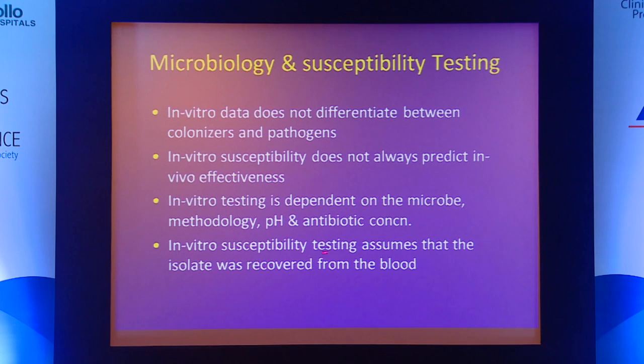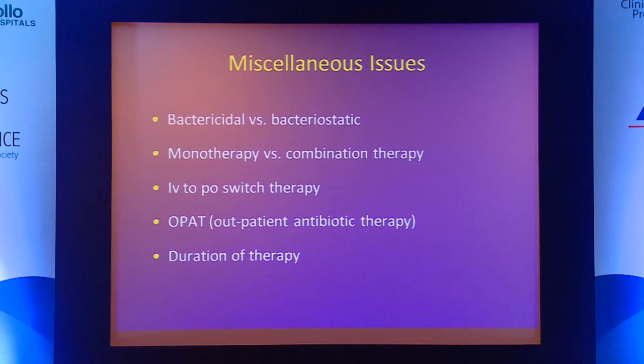And in vitro susceptibility testing assumes that the isolate was recovered from blood. For certain urinary tract pathogens, the in vitro test may be resistant, but in the body, there is a very high level of antibiotics through the urine which may be excreted, especially aminoglycosides or quinolones, which may actually be effective. So sometimes you'll be surprised that even resistant drugs may work depending on the site of the infection.